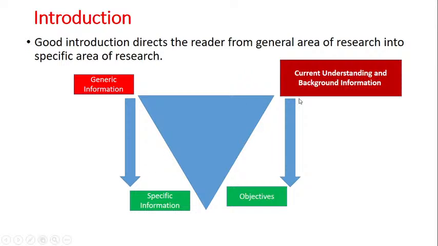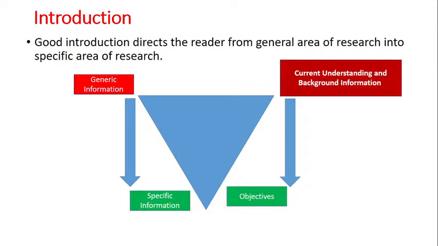In other words, look at the right-hand side of this inverted triangle. At the top, you need to write the background information and current understanding. What is the current understanding of that particular research topic? Then slowly go to the background information, and keep going down. Finally, you need to end your introduction with the objective. This is important. At the end of the introduction section, you normally write the objective.